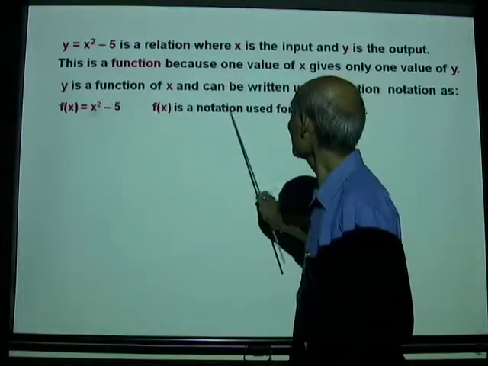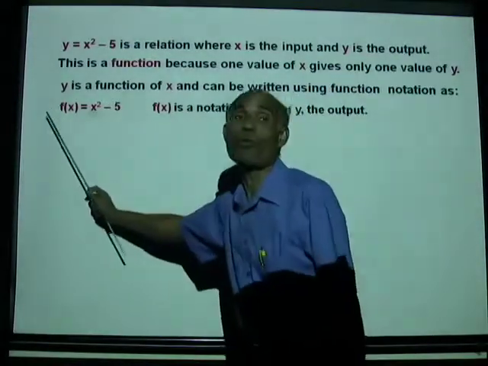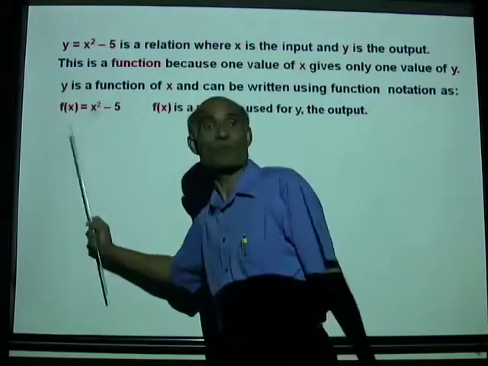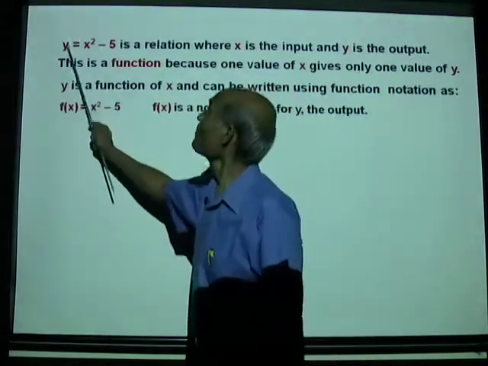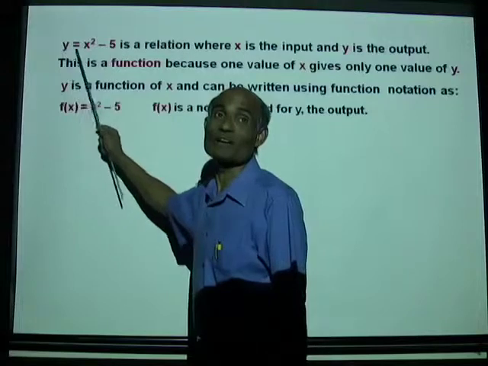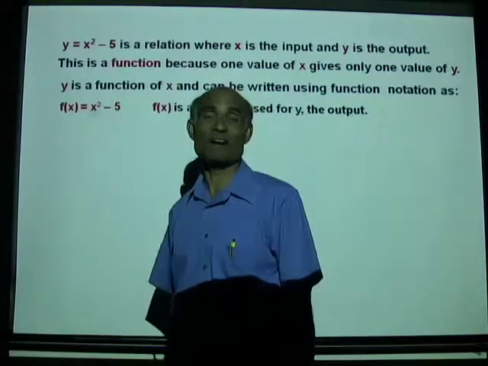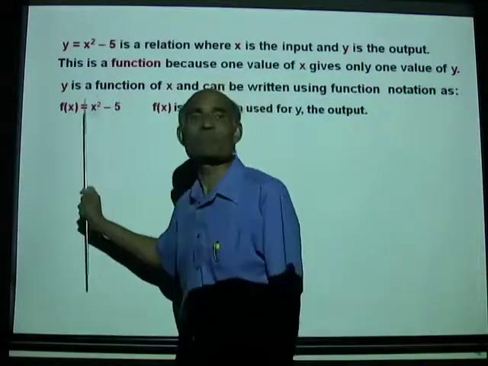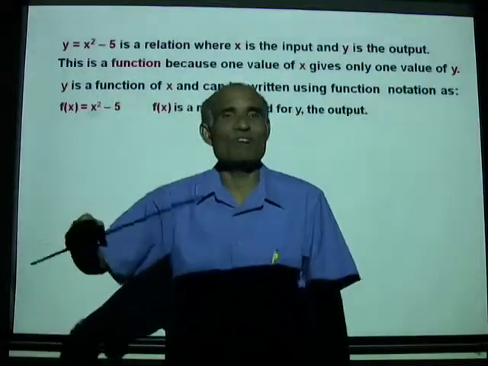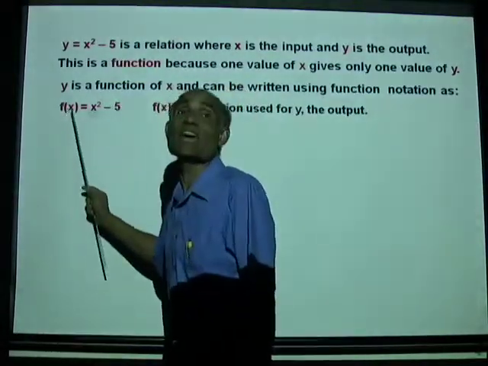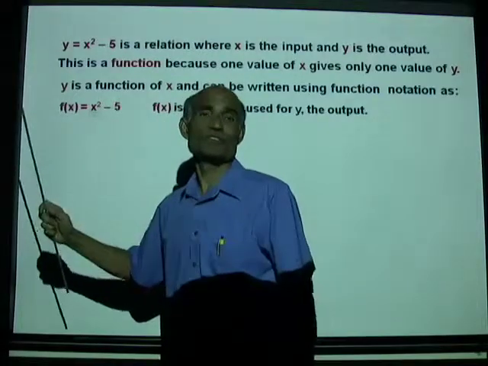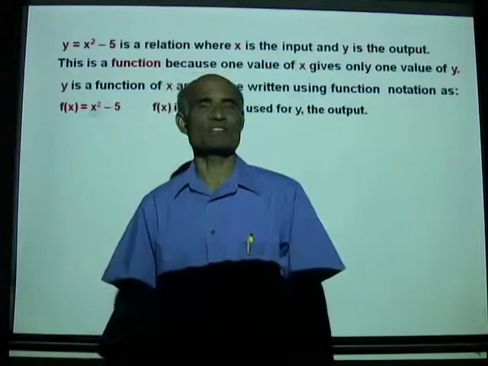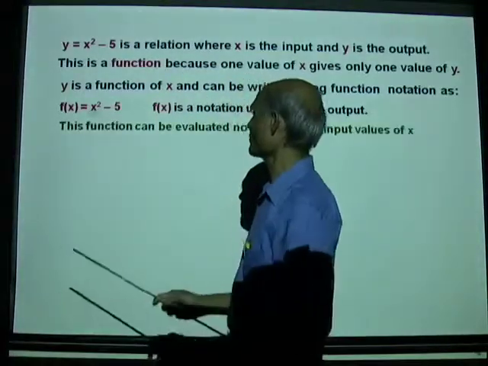Now, f of x is a notation used for y. If you want, you can replace f of x by y and go back and write it like this: y equal to x squared minus 5. But it is conventional in algebra to represent the output of a function by, say, f of x. You can also call it h of x or g of x, a function of x.